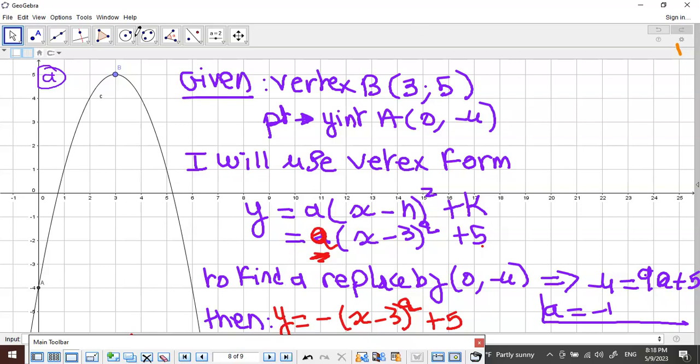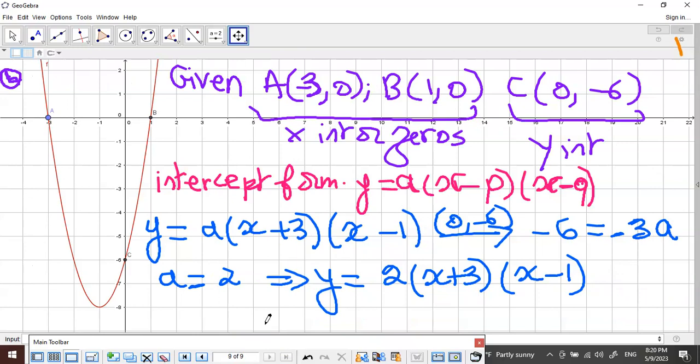The last example before the 15 minutes are done. In the last example, they didn't give me the vertex. What was given? I just have 3 points. I have the 2 x-intercepts, also called the zeros, and I have the y-intercept. Since I have the x-intercepts, I can use the intercept form.